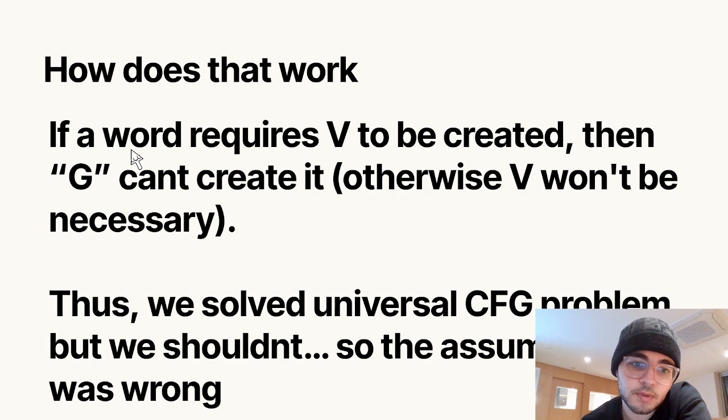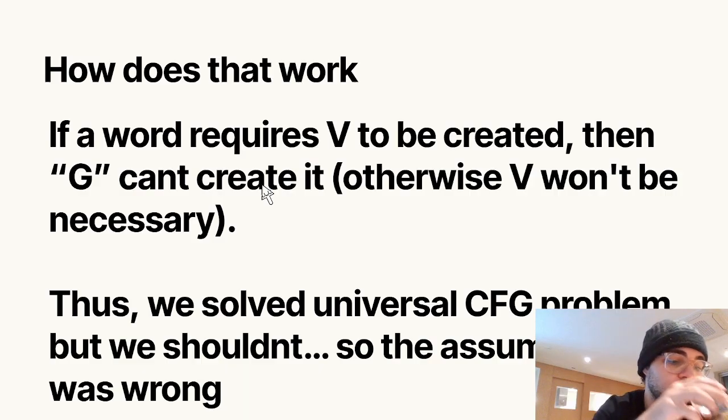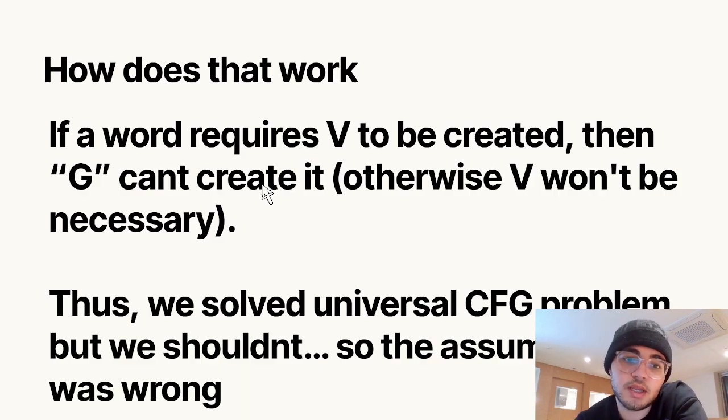So we showed that we can use this Turing machine to check if V is necessary. If it is, it means G couldn't create that word. But if V is not necessary, this means V wasn't necessary to derive any word in the language, which means the CFG G was able to create all of them, which means its language is all the possible sigma star. So this obviously contradicts what we know, that universal is undecidable. So the assumption is wrong.